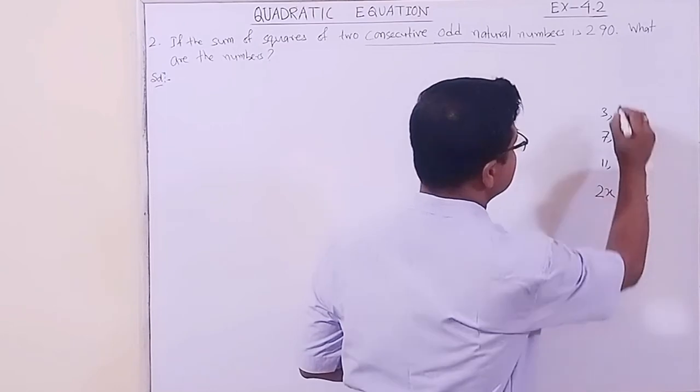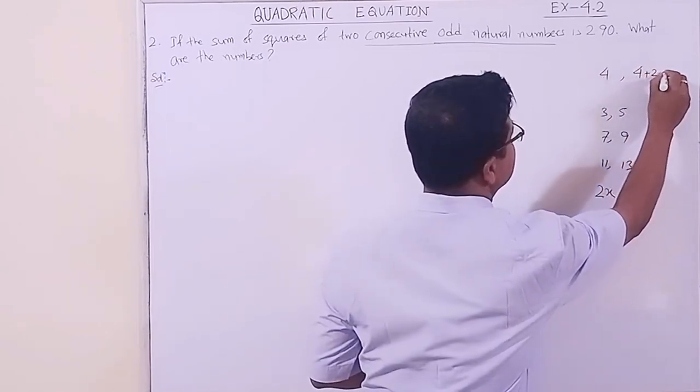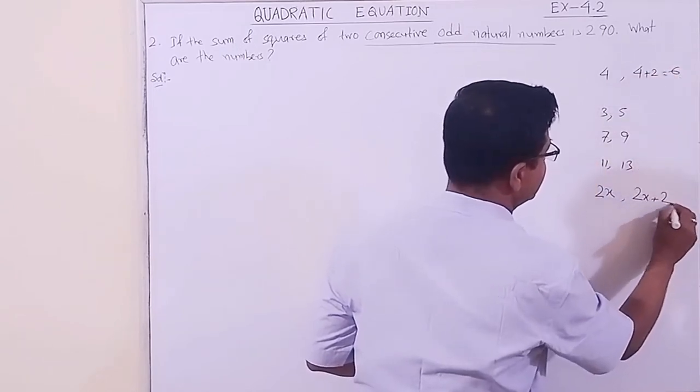What do we have to add? Suppose there is an even number 4. To get the next one we have to add 2. 4 plus 2 is 6. So with this also we have to add 2.